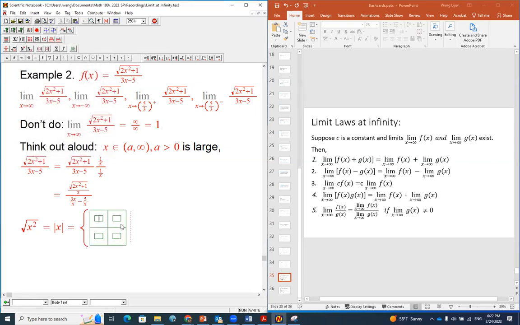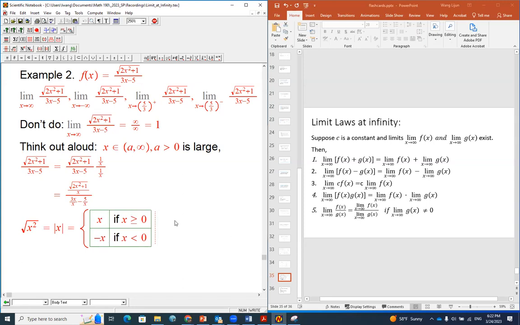Two pieces. If x is positive, or 0, the absolute value of x is the same as x. If x is negative, the absolute value of x is its opposite.